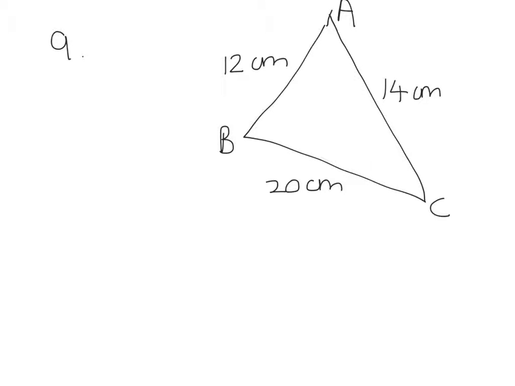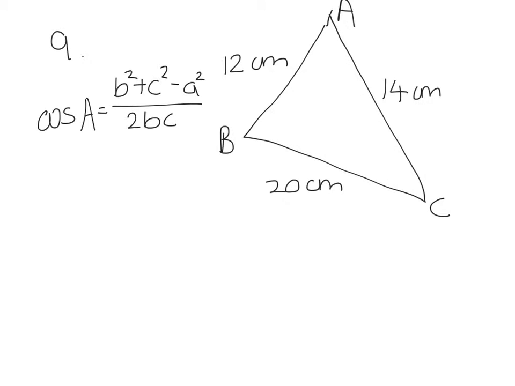And finally, question 9 is, of course, cosine rule. So cos A equals b squared plus c squared minus a squared all over 2bc. Be careful that your angles and sides are corresponding. Remember it's always opposites.